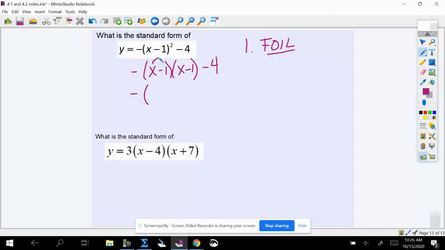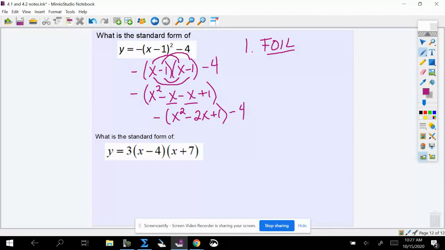FOILing is you're going to multiply your first together, so your x times x, which is x squared. Each letter in FOIL stands for something. Outer is going to be the x times the -1. That gives you negative x. Your inner, which are the two that are the closest to each other, so -1 times x is negative x again. And then your last is your -1 times your -1, which is +1. And I am going to want to combine like terms to get it a little cleaner. So when I do that, I get x squared minus 2x plus 1.